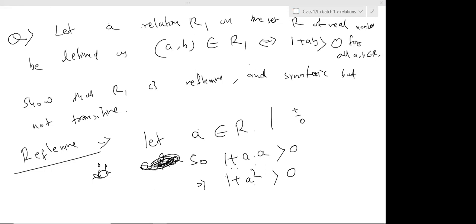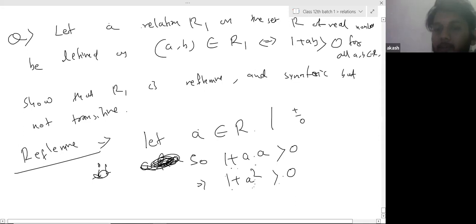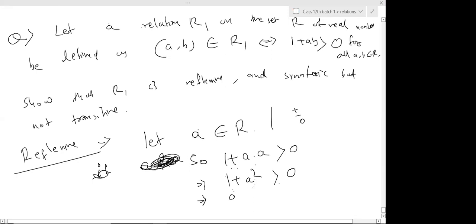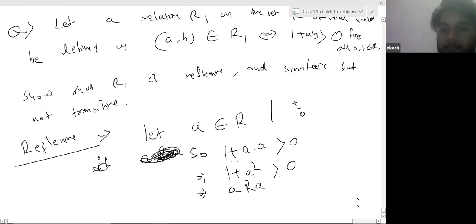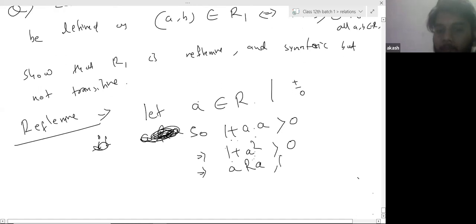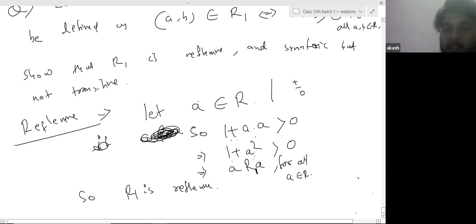That means if A square is either positive or 0, that means 1 plus A square is always positive. So we can say A is related to A for all A belongs to R. So R1 is reflexive. This is clear, everyone?